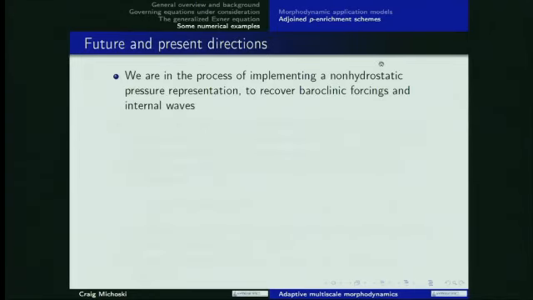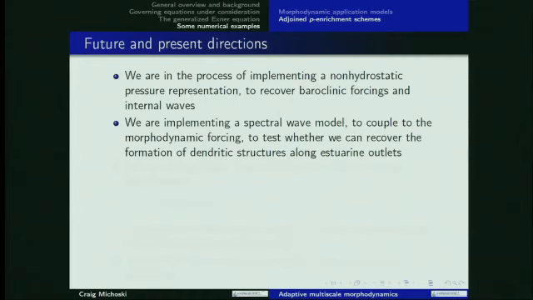Okay, so let me just say what we're doing. Right now we're implementing some non-hydrostatic pressure representations to recover baroclinic forcings and internal waves. We're also adding spectral wave models. What we want to do, particularly with the morphodynamics, is try to recover a lot of the short-range morphodynamic forcings so that we can get things like sand ridges. Basically our goal is to try and run this on this hurricane model to see if we can get any of this important structure that is related to these human catastrophes that occur, and have any sort of predictive ability.